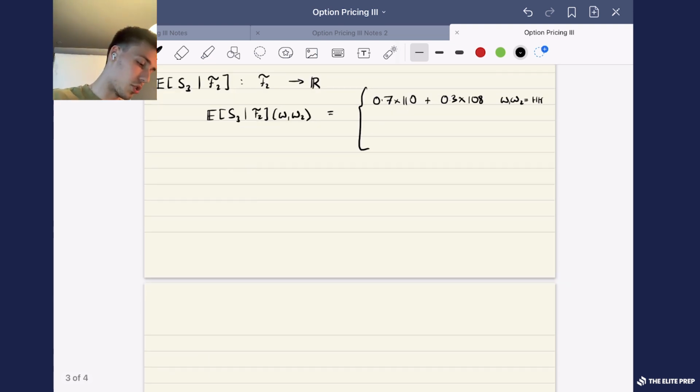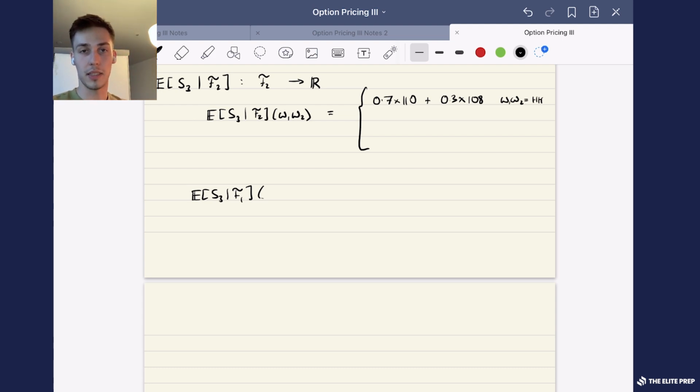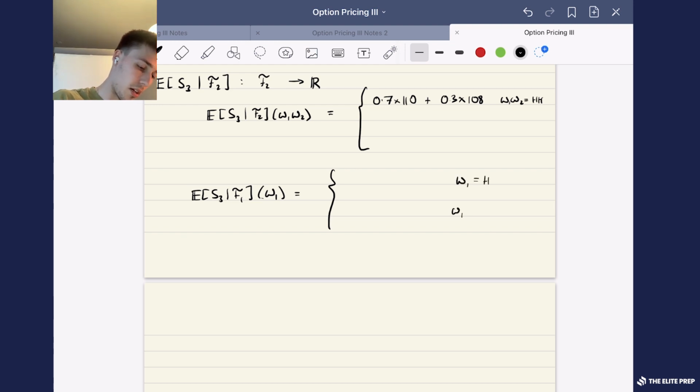If instead we were trying to compute the expectation of S3 conditioned on the filtration at time 1, then this is just a function of omega 1, because the filtration at time 1 only tells us something about omega 1. And then omega 1 only has 2 possibilities, either heads or tails. So we just have to account for omega 1 equals heads, omega 1 equals tails.